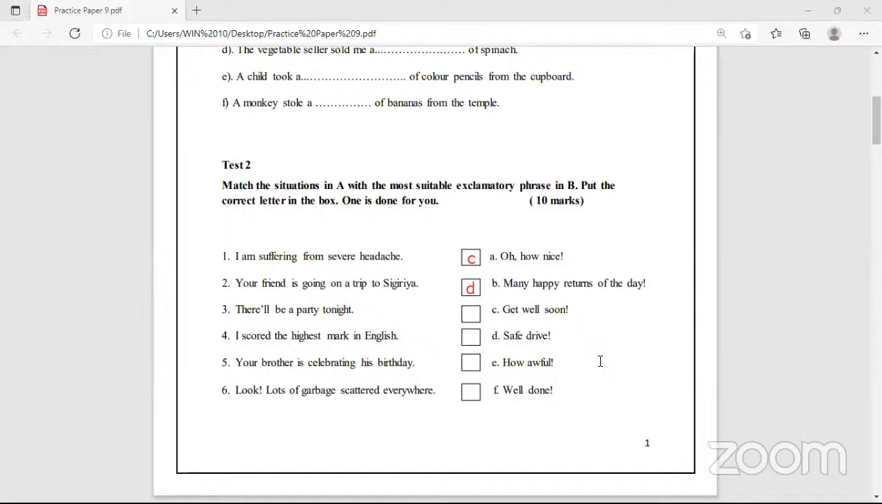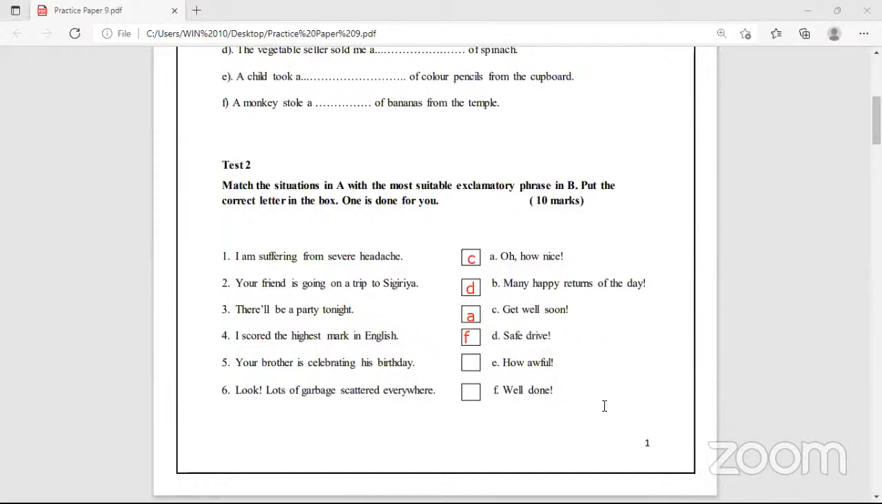Third one, there will be a party tonight. So we can write the correct response, A. Oh, how nice. A. And next one, fourth one, I scored the highest mark in English. It's an achievement. So we can wish by using the response F, well done.